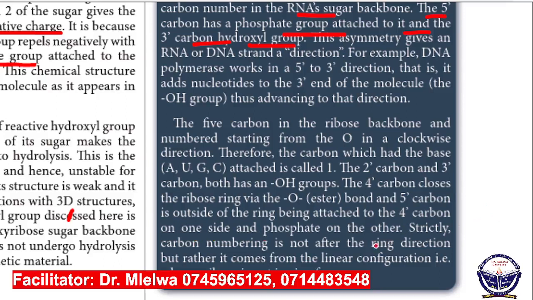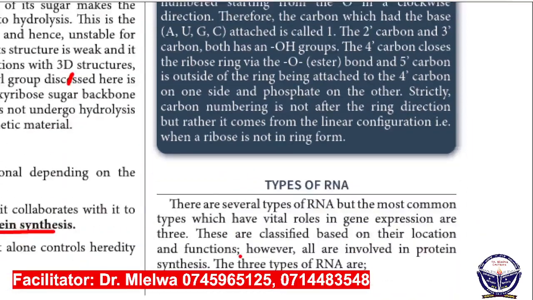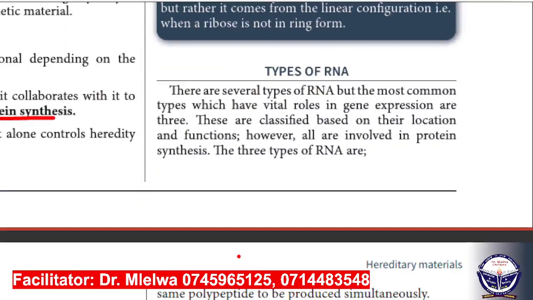Strictly, carbon numbering is not after the ring direction, but rather it comes from the linear configuration, such as when ribose is not in the ring form. Kwa hiyo carbon numbering ilikuwa imeanzia toka kule ambako ribose ilikuwa haijawa closed kwenye ring, lakini huku tunafuata kile ambacho kuna hesabu kule mwanzoni.